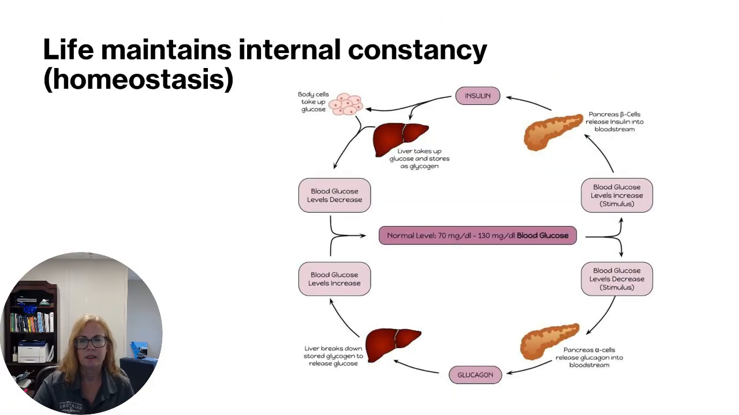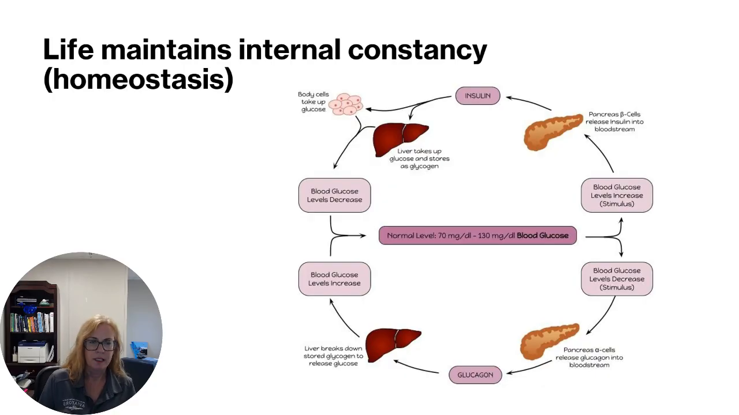The third characteristic of living organisms is that life maintains internal constancy, or homeostasis. Homeostasis is just our body system, and not just our body, but any living organism, systems of checks and balances that keeps things within the range that is acceptable for that organism to survive. So, things like the amount of salt in your bloodstream, the amount of sugar in your bloodstream, your body temperature.